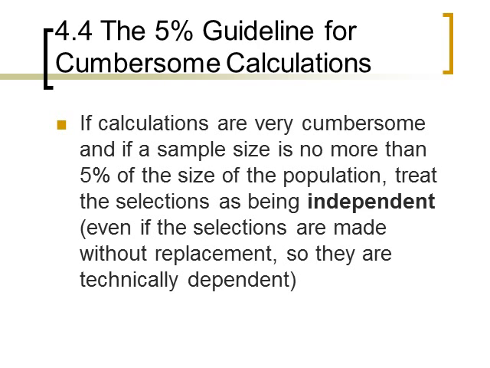There is a rule that we follow in statistics that allows us to get answers a little bit more quickly with estimation. And we can only use this shortcut rule if the calculations are very cumbersome. When we have a sample size that's no more than 5% of the size of the population total, we can go ahead and assume that the selections are independent even though they may not be.